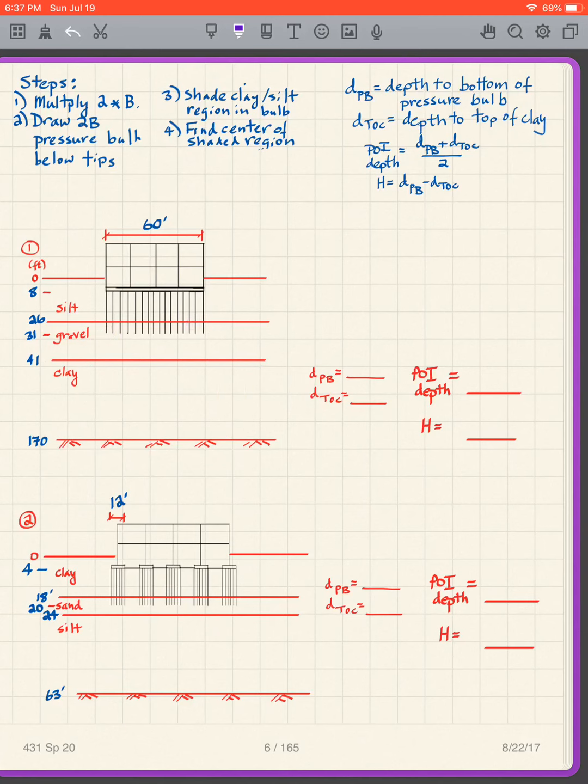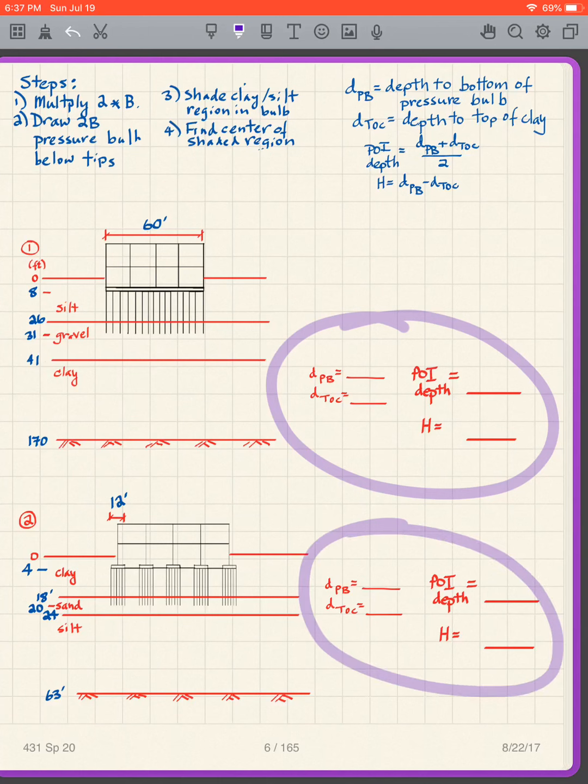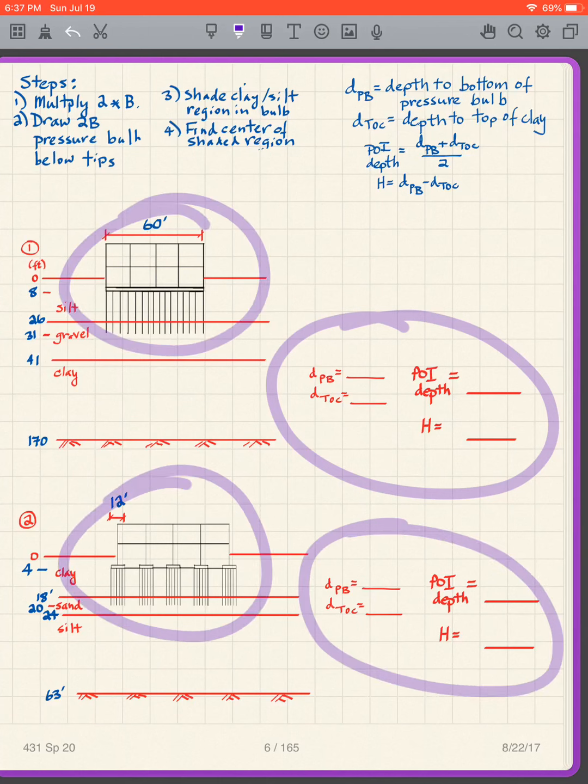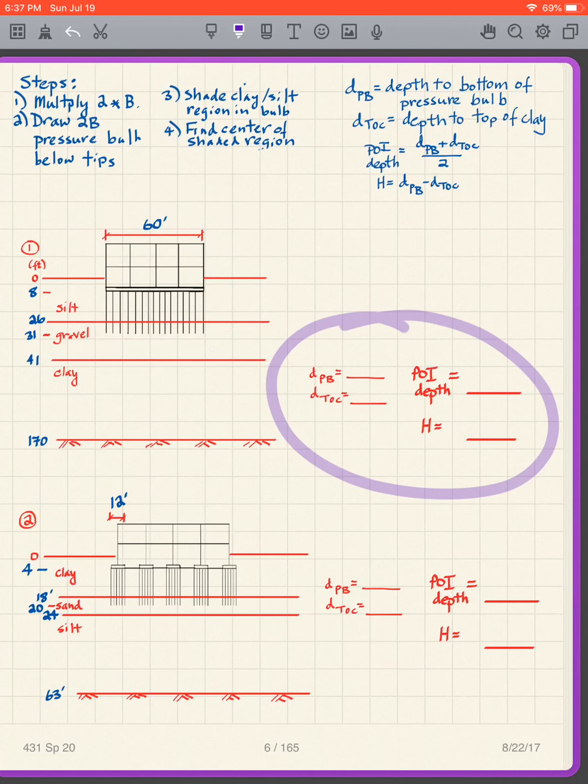So what I want you to do is pause the video and complete these two tables for these two problems. So go ahead and do that.